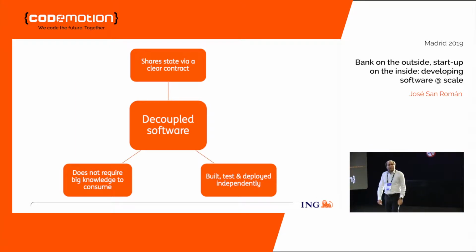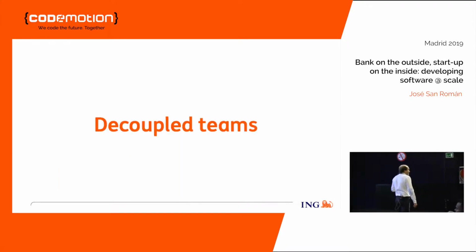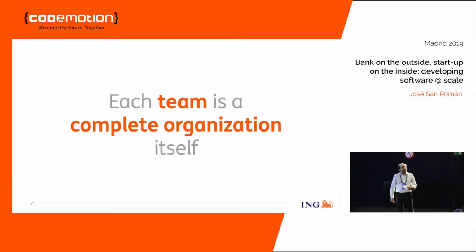And this software will be built by what I name decoupled teams. Decoupled teams produce decoupled software. A decoupled team has three characteristics. The first one, again, each team is a complete organization in itself. So I'm applying the same concept I was using for the decoupled software to the decoupled teams.